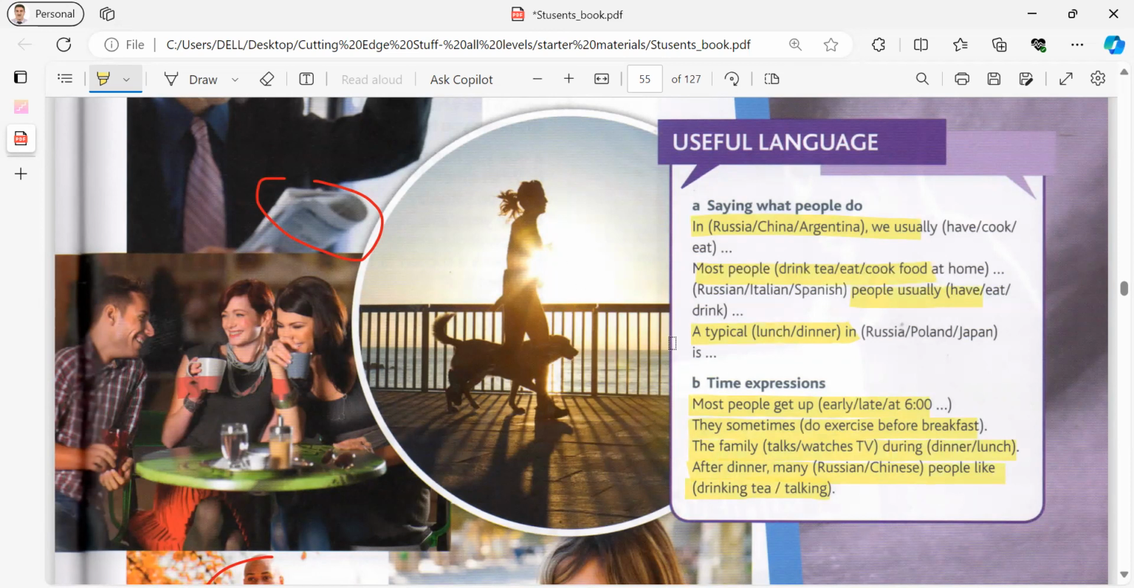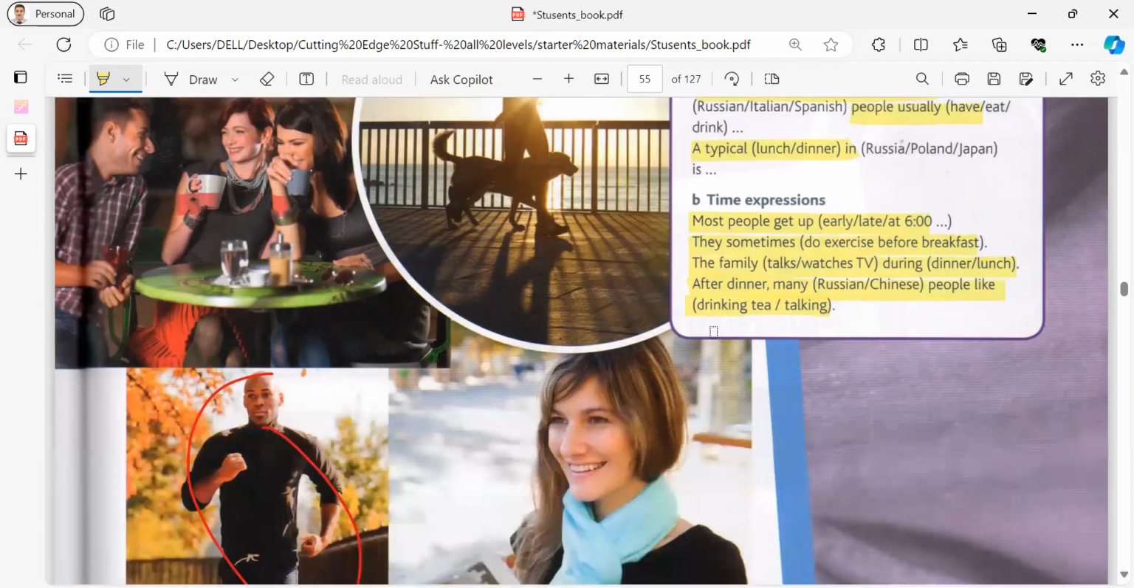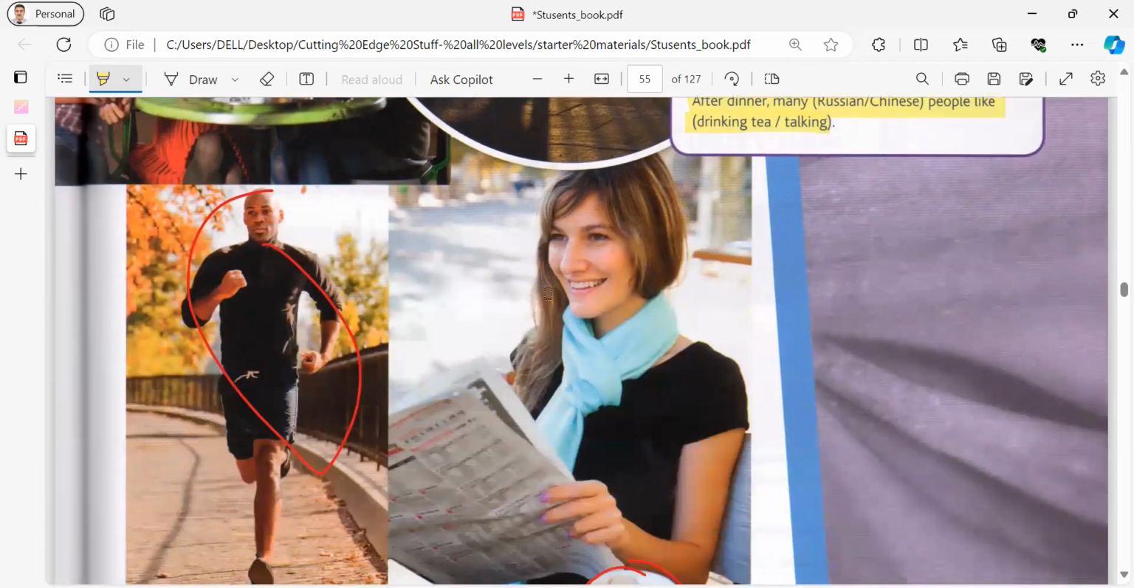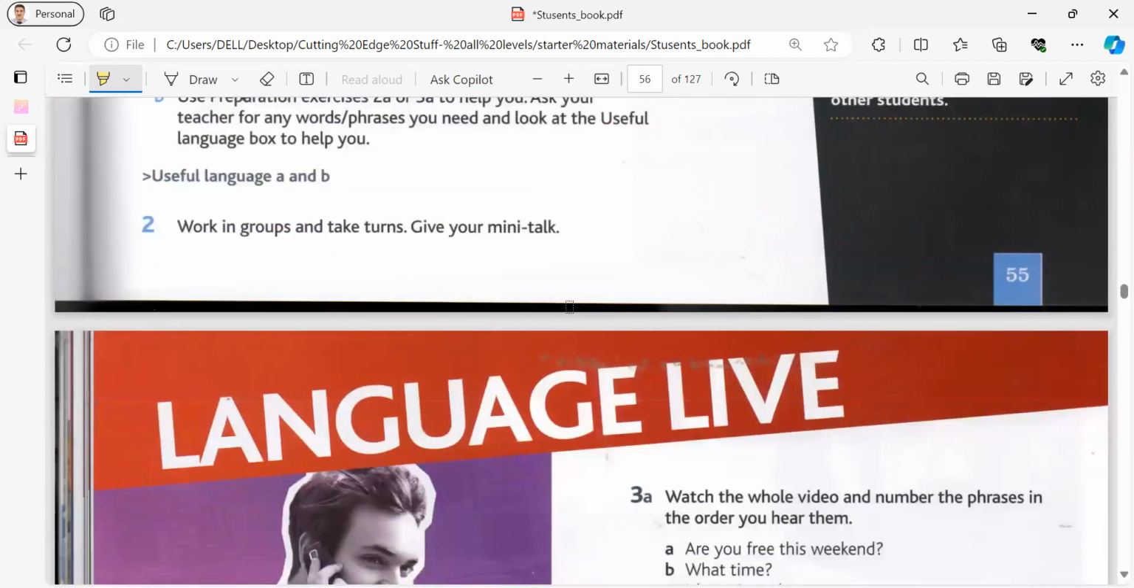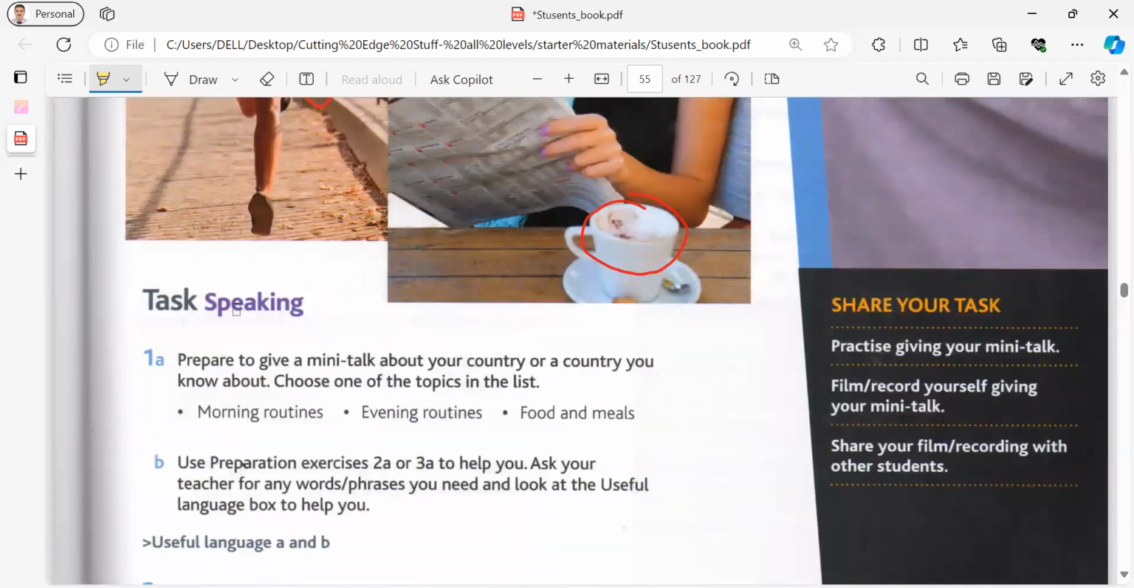Okay, guys? Is it clear now what people usually eat for breakfast, lunch, and dinner in Russia? Yes. Okay, so you should start talking about your routine.